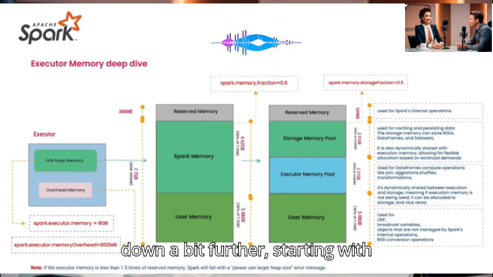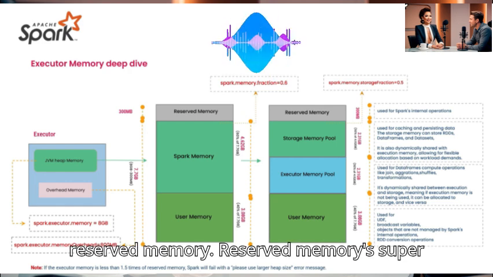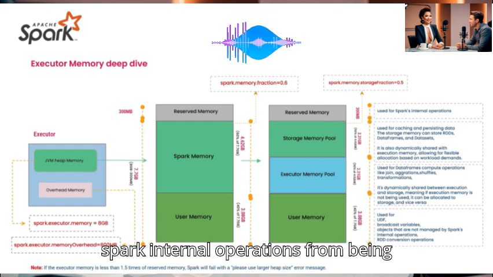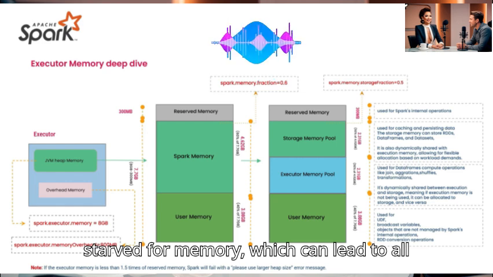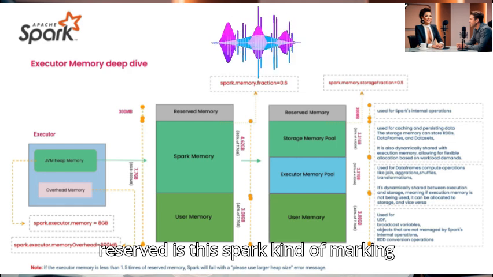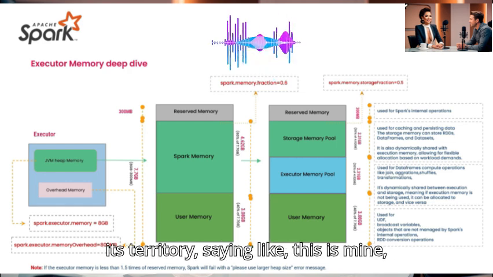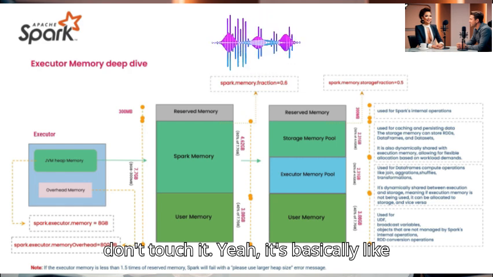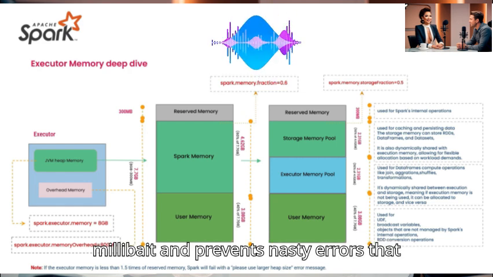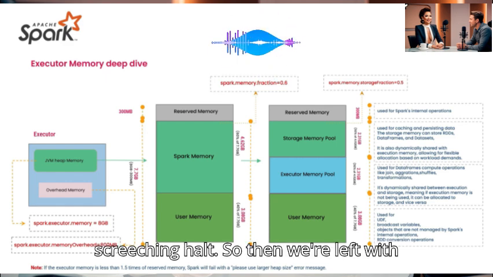Let's break each of those down a bit further, starting with reserved memory. Reserved memory is super important because it prevents crucial Spark internal operations from being starved for memory, which can lead to all sorts of unpredictable behavior. So this reserved, is this Spark kind of marking its territory, saying like, this is mine, don't touch it? Yeah, it's basically like a safety net. It's generally around 300 megabytes and prevents nasty errors that can bring your application to a screeching halt.